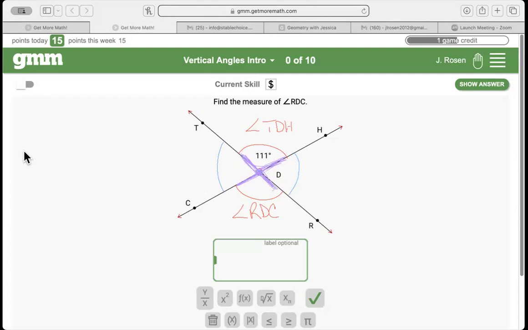But let's see what this question asks. It says, find the measure of RDC. So RDC is this one right here, right? We know that measure because it's vertical of TDH. So RDC is going to be 111.